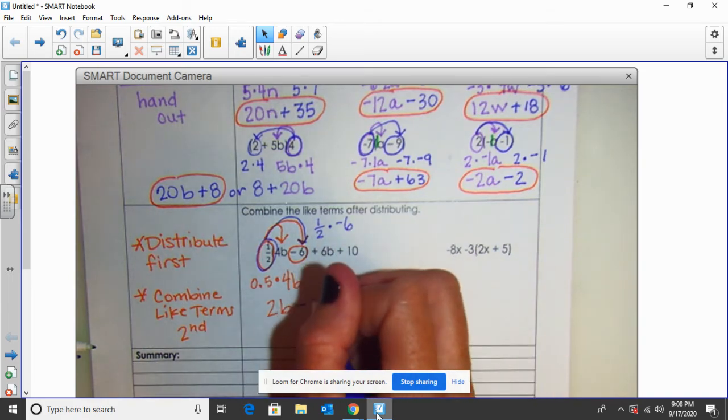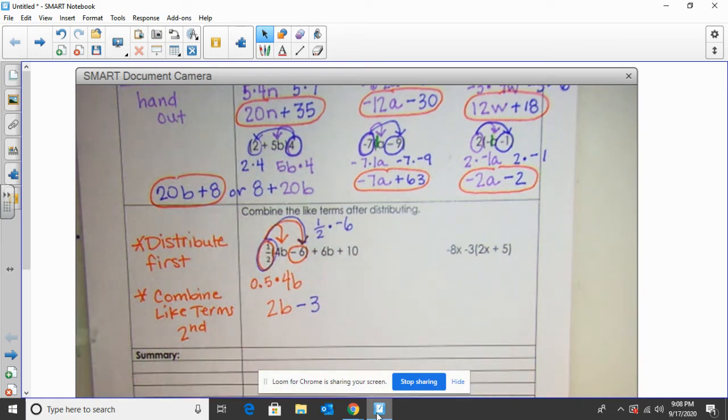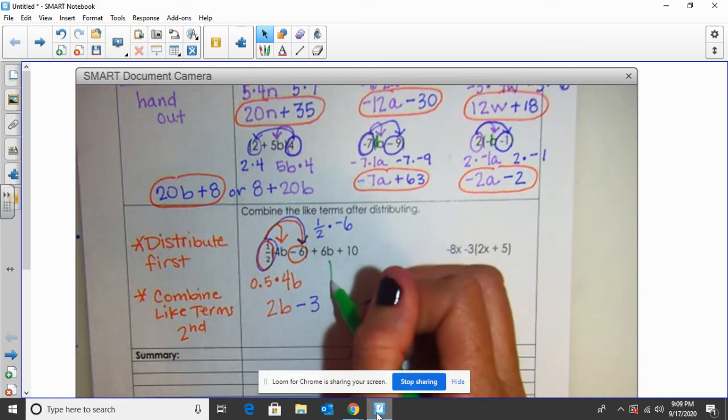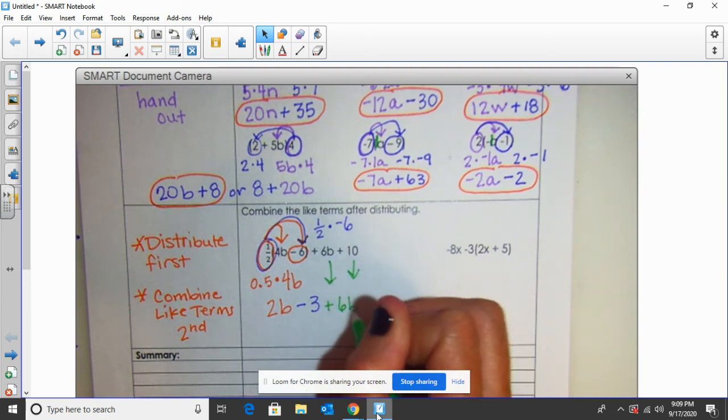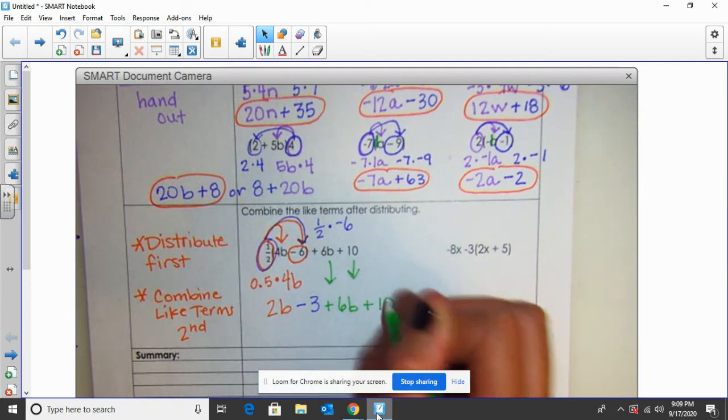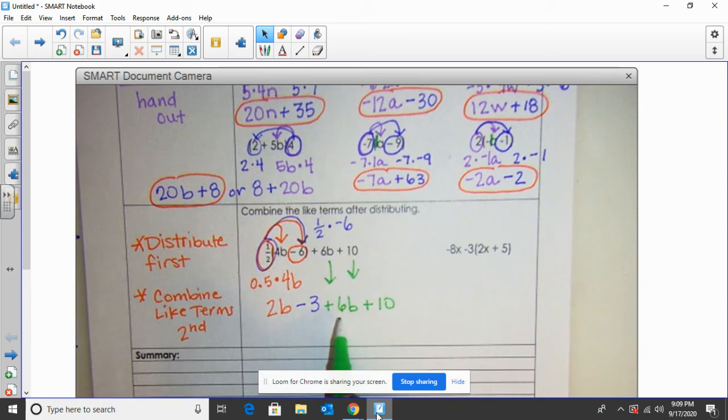That gives you -3. Now I have to bring down the rest of my problem because I haven't used these yet. Plus 6b plus 10. Make sure that when you have a 6 and a b that you make them look different so it doesn't become a 66. That's important.